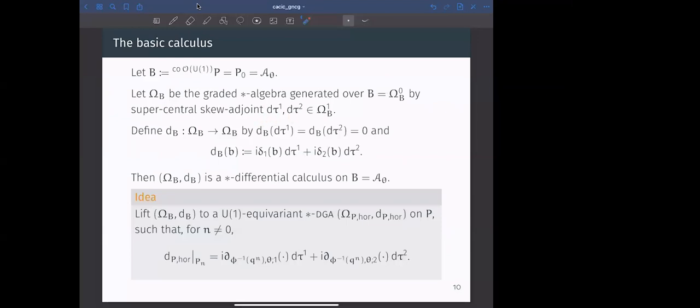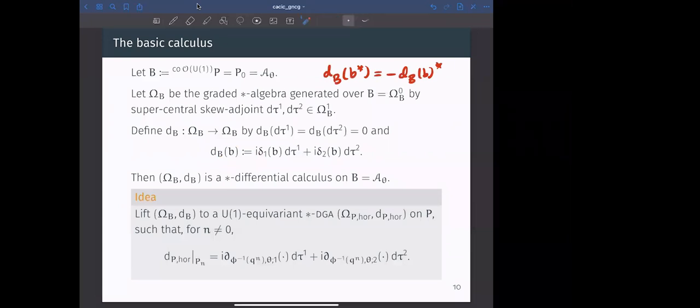And now you can package your two partial derivatives, delta one and delta two, into the exterior derivative in the following fashion. You make these dt1 and dt2 closed, and then you define the exterior derivative of an element of B in this fashion. By the way, these pesky i's are appearing because of the kind of convention I want to use, so please bear that in mind.